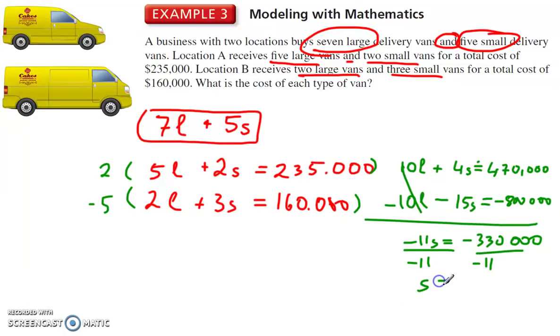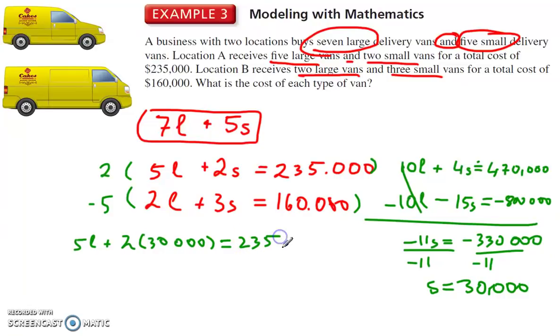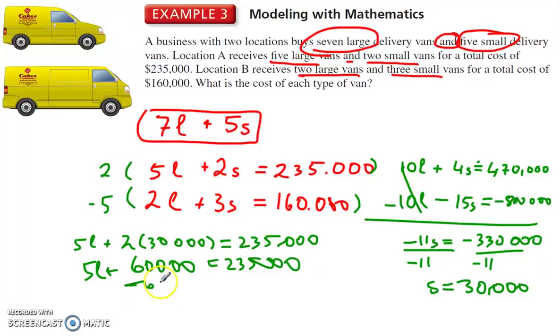And so a small van costs $30,000. And then we plug that back in up there, 5L plus 2 times 30,000 is equal to 235,000. And so we get 60,000 right there. And 5 large vans is equal to 235,000. Subtract 60,000. That's a 6 right there.